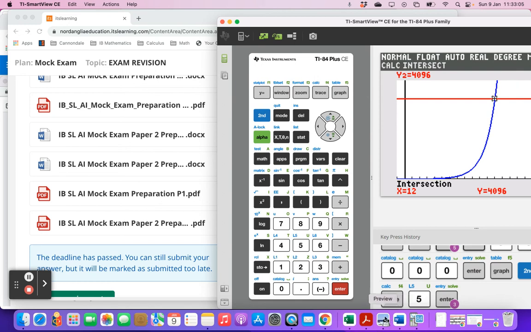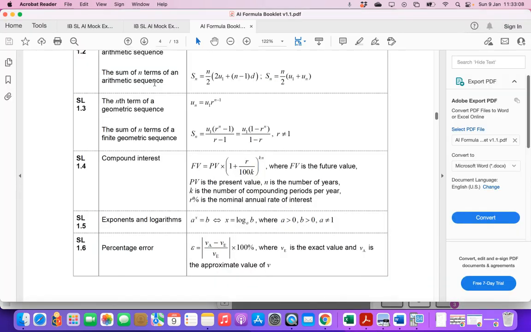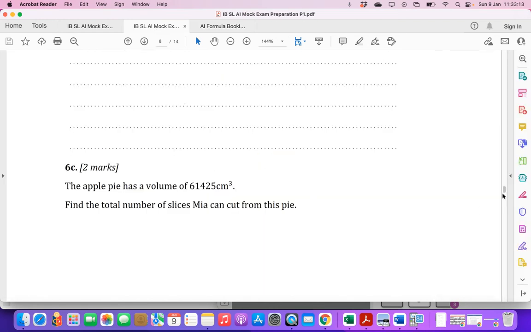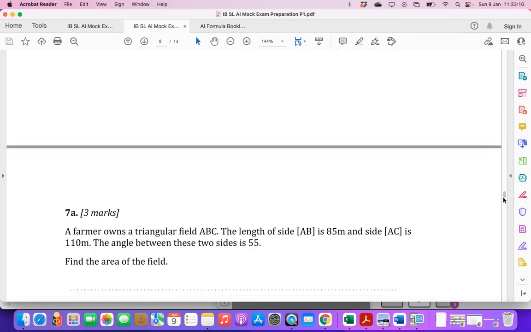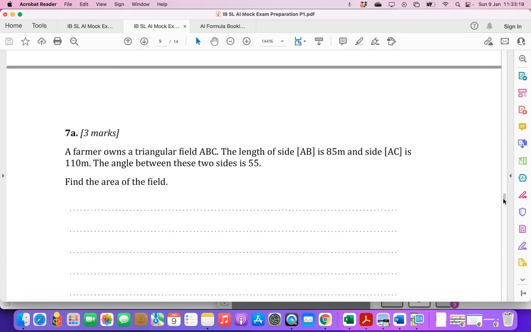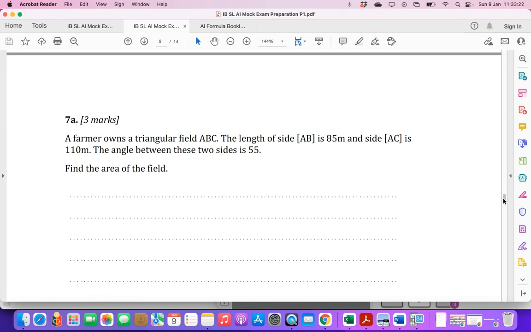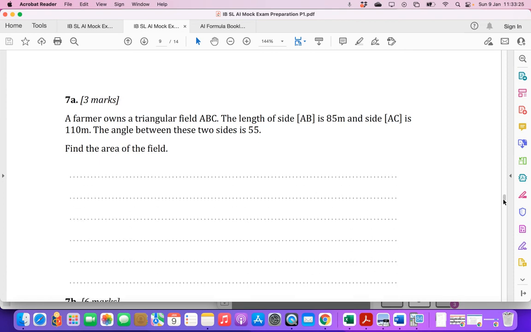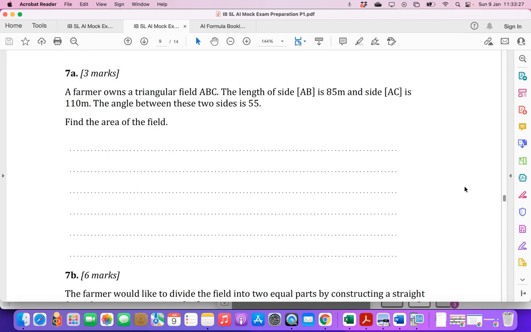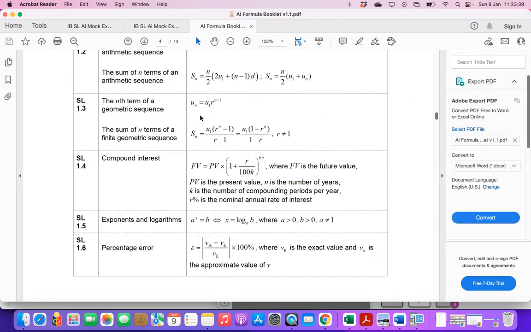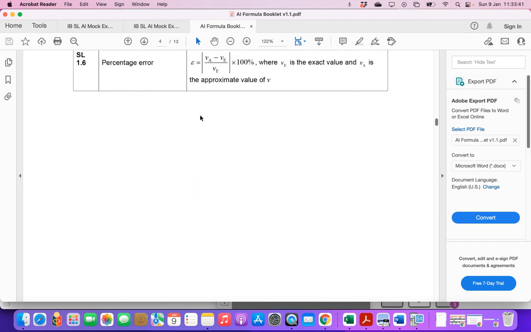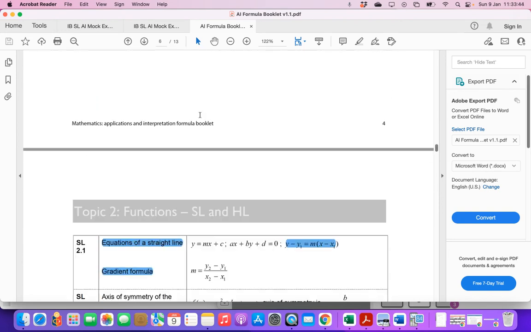All right, next question. We got a triangular field, 85 meters on one side, 110 on the other. The angle between the two sides is 55. Find the area of the field. Okay, so again, this is a trigonometry question. We got the formula booklet here. We're going to be looking at topic 3.